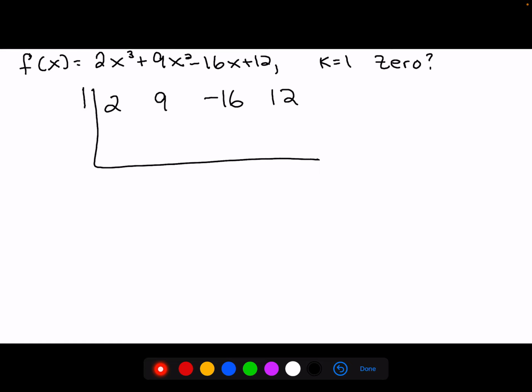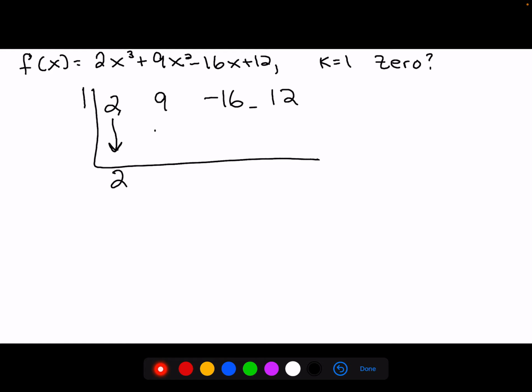So in our original function f of x, we have coefficients 2, 9, negative 16, 12. Our terms, all the degrees count down, 3, 2, 1, 0, so we don't need to do any fillers. K is 1 that we're testing. If k equals 1 is a zero, then I expect my remainder to be 0. Let's see what happens. Bring down that first number.